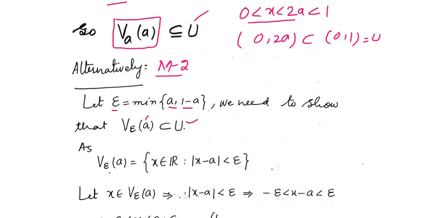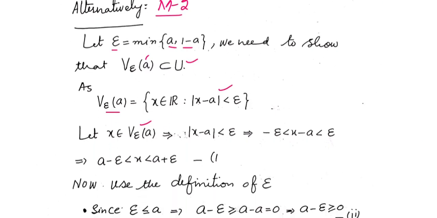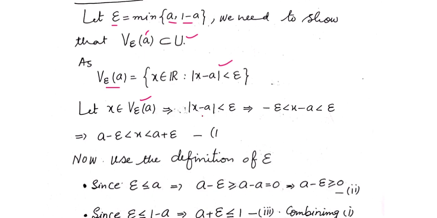As we know, the epsilon neighborhood of a can be defined as follows. Let x be any real number from this epsilon neighborhood of a. Then we can open this absolute value definition as minus epsilon less than x minus a less than epsilon. By adding a on both sides, we have a minus epsilon less than x less than a plus epsilon. Next, I need to evaluate the value of these two numbers, a minus epsilon and a plus epsilon. Say this is inequality number 1.